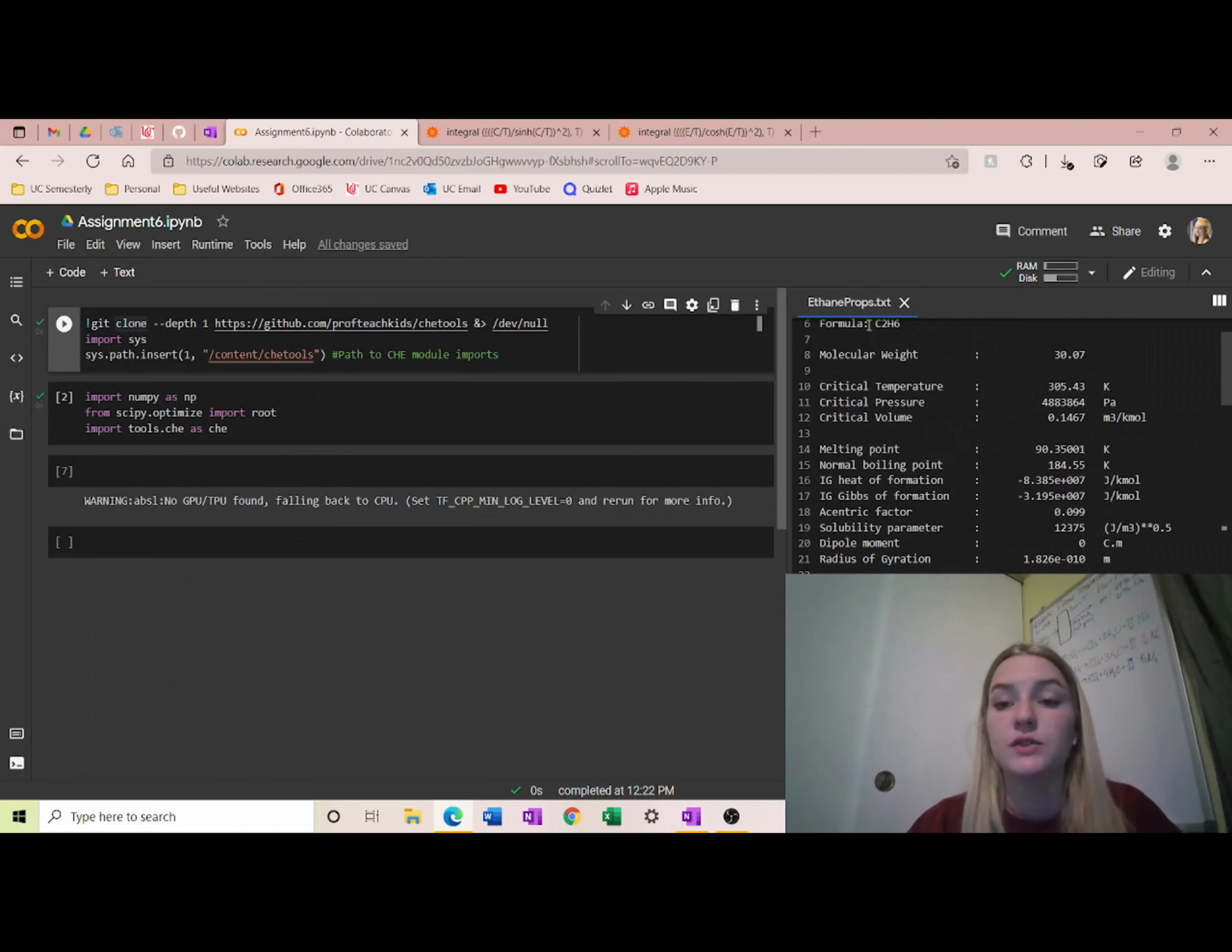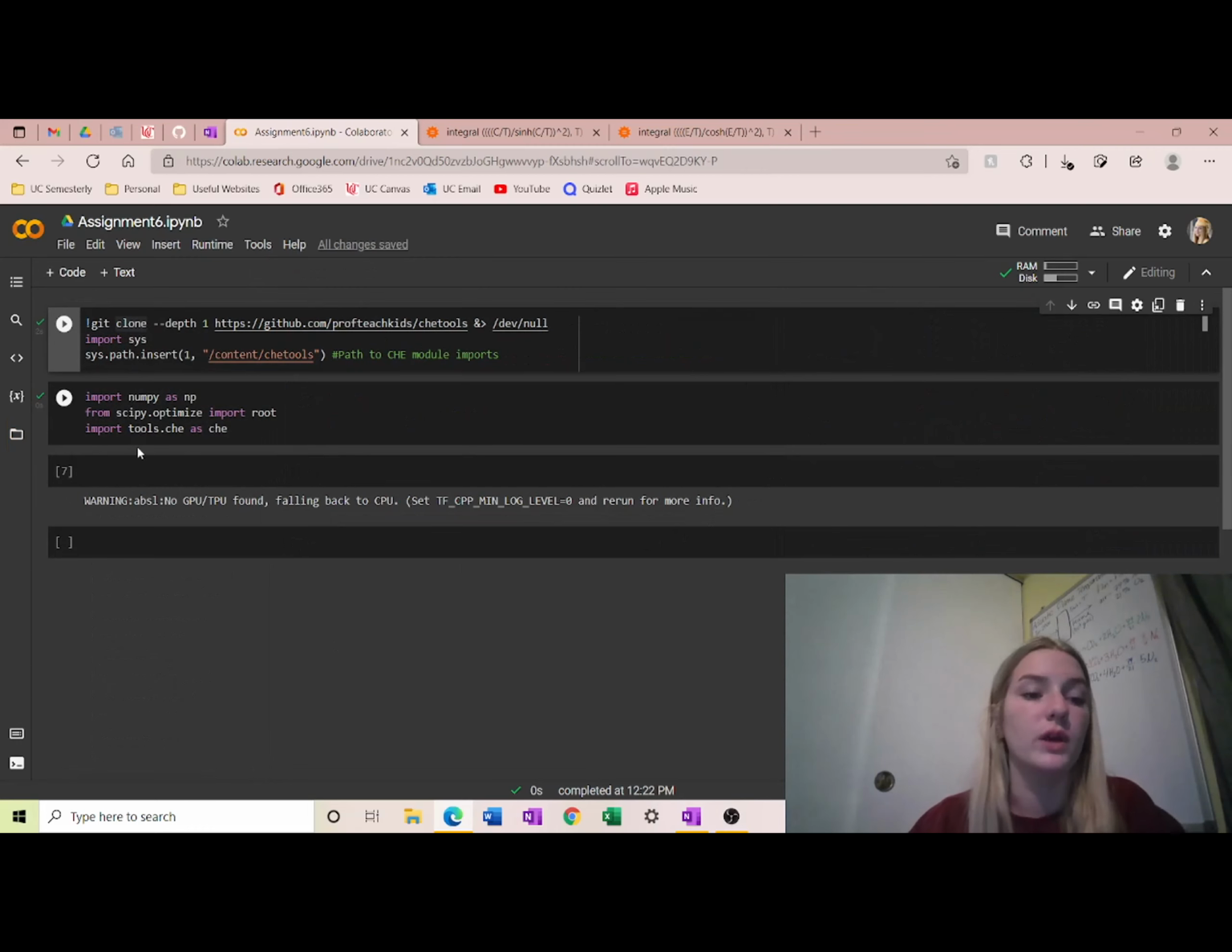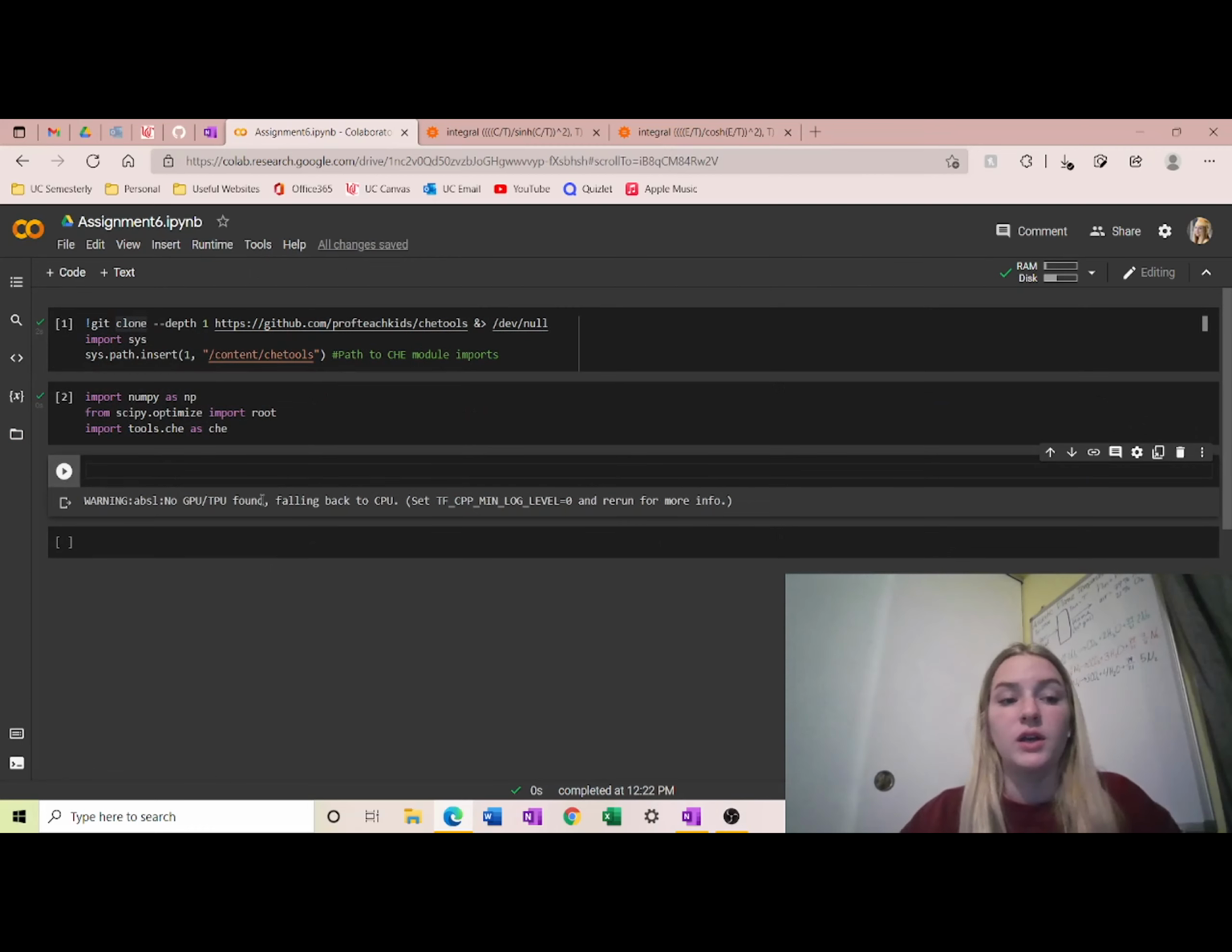Okay, so now we are going to start setting up our Colab here. We already imported NumPy, and we imported the root function from SciPy, and we also imported tools.che. The tools.che just lets us access our CHE tools that we already imported up here.